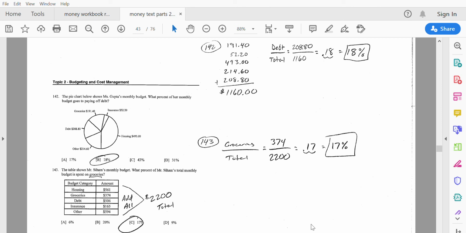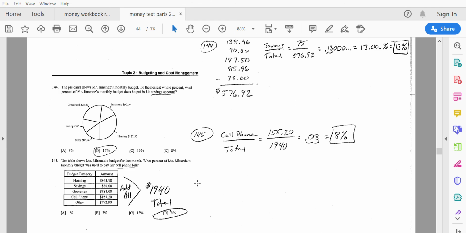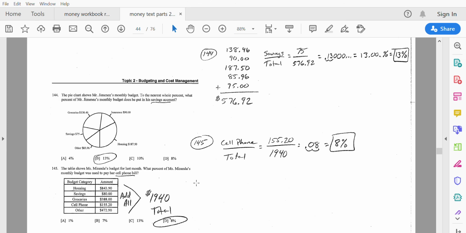All right, we got two more here. So we're going to turn the page to page 59. Okay. And again, we got very similar problems. 144 is a pie chart. We want monthly budget. We're going to the nearest whole percent. What percent of the monthly budget does he put in savings account?